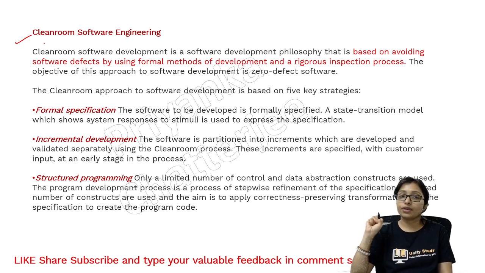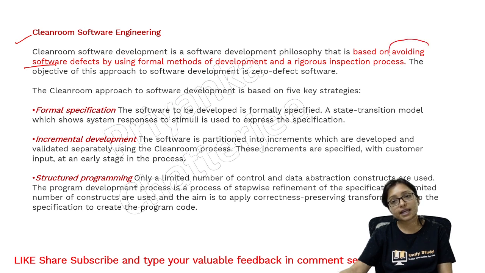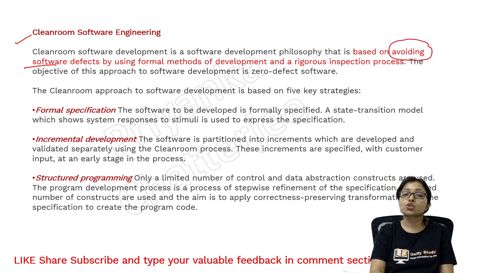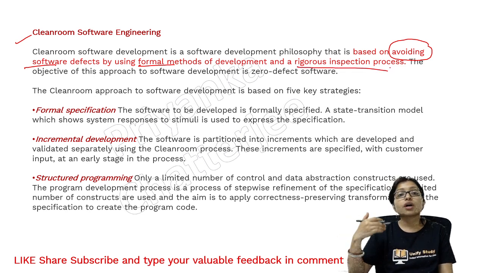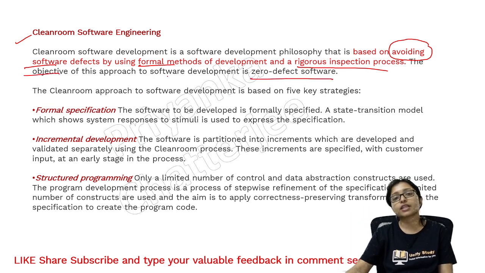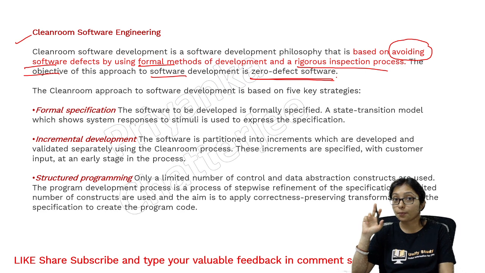That is the same thing we are doing in software engineering also. In software engineering, we are trying to avoid defects. It is an avoiding technique, that is a prevention technique, so that there will be no defects. And that's why it uses the formal method of development and a rigorous inspection process to assure that there will be zero defects in software. The objective and the approach of this software development is zero defect software. That is a prevention and avoidance technique. This is the main point. Please write it down in your notebook.